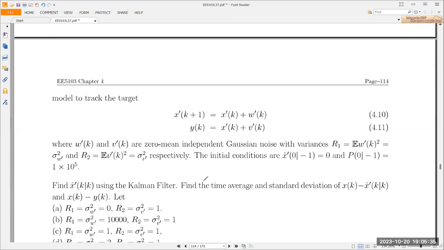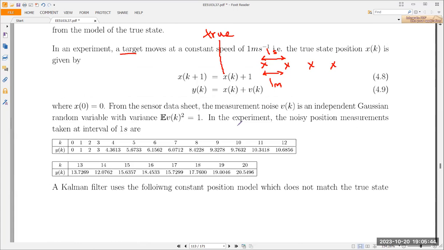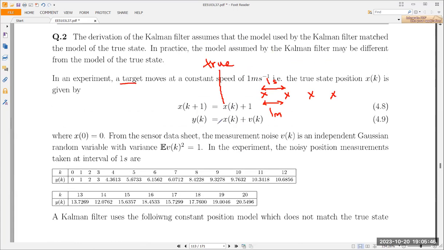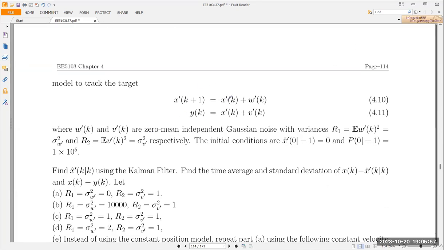So your model, I differentiate it as all the ones with prime. The ground truth are all the ones without prime. And there's only one other piece of information that you have besides writing down the model. That is your measurement Y. So you take the measurement Y.